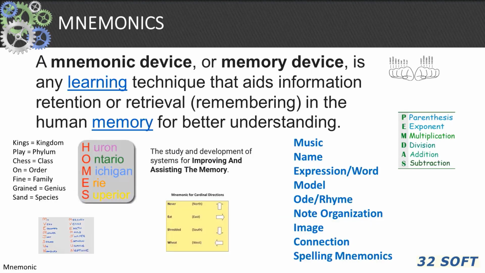A mnemonic or a memory device is used as a learning technique that aids in information retrieval and information retention. Basically, there are 9 types of mnemonics. These can include music, name, and word expressions. There are also model, organizational mnemonics, connection, and spelling mnemonics. Here we see some examples of mnemonics, such as those that help us recall planets, Great Lakes, and math expressions. It's an excellent way to remember.